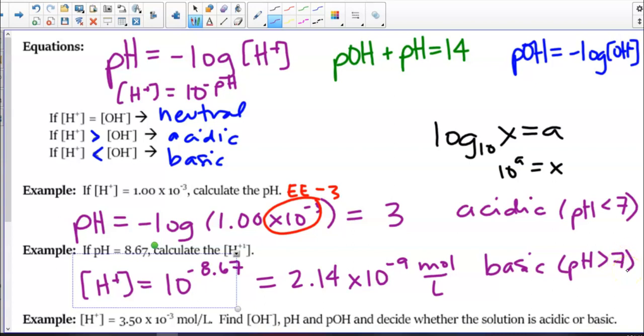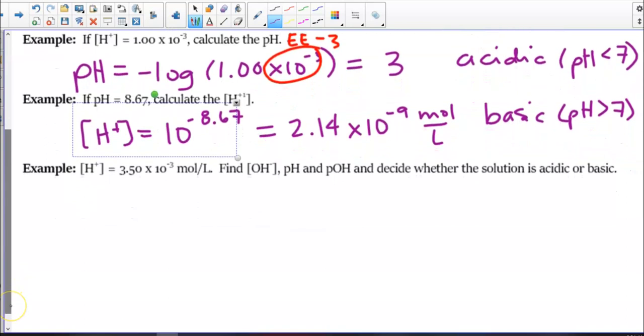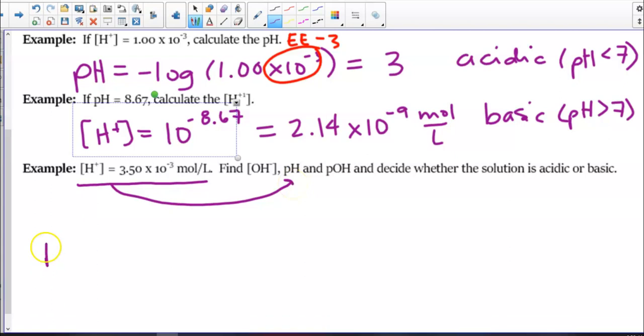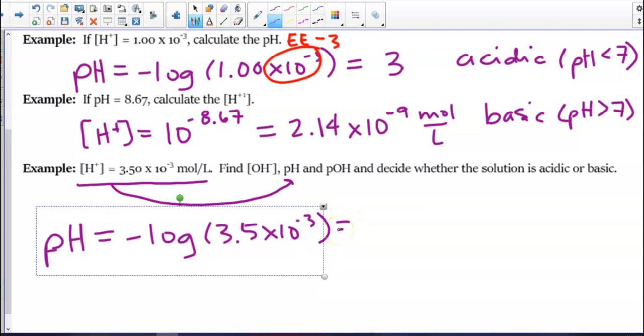All right, one more. If our H+ is 3.5 times 10 to the negative third moles per liter, now we're going to find the OH-, the pH and the pOH. Let's first do the only one we can really do, which is this. So pH, just like we did in the first example, is the negative log of our H+, so 3.5 times 10 to the negative third. I type this in and I get a pH of 2.46. All right, we got one thing.